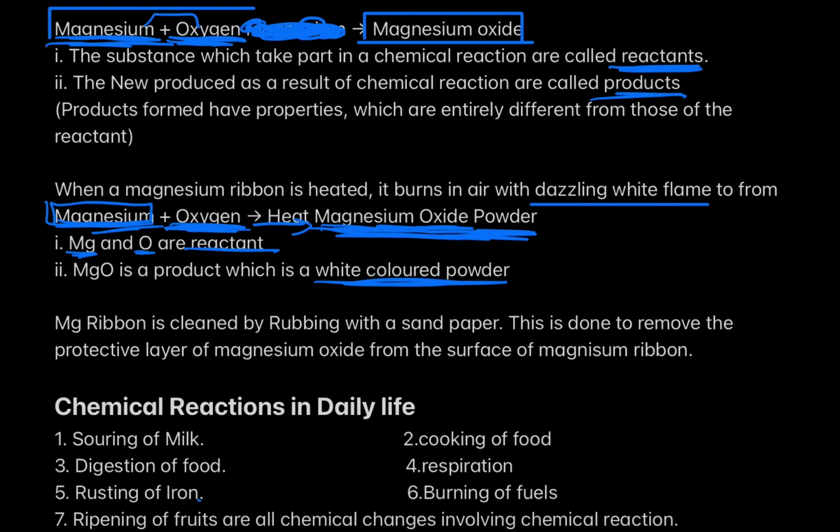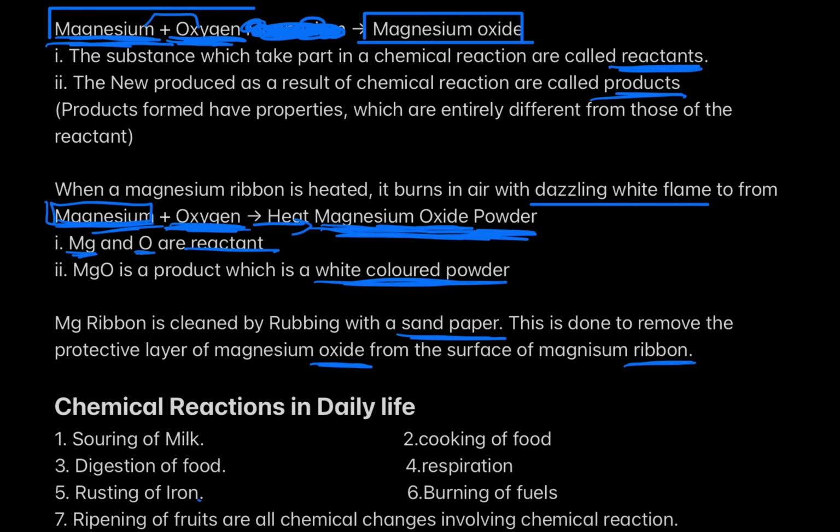Next, the Mg ribbon is cleaned by rubbing with sandpaper. This is done to remove the protective layer of magnesium oxide from the surface of the magnesium ribbon. When a magnesium ribbon is kept outside, it reacts with oxygen and forms a layer of oxide over it. So before the reaction, we should rub it with sandpaper to remove the oxide layer, and the reaction will take place very smoothly.